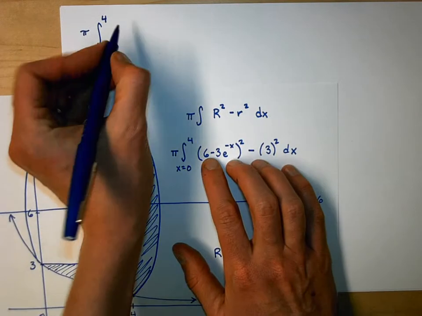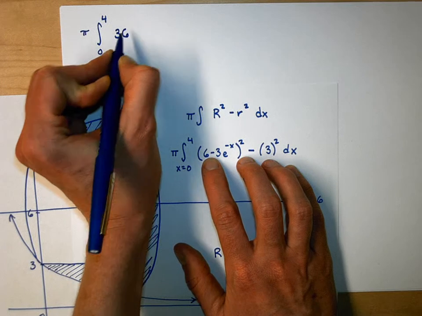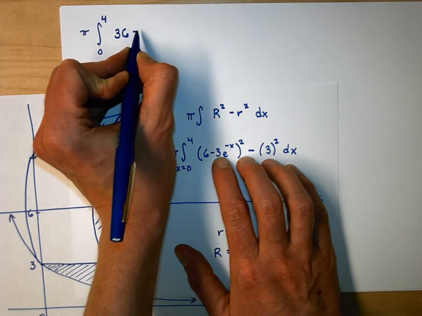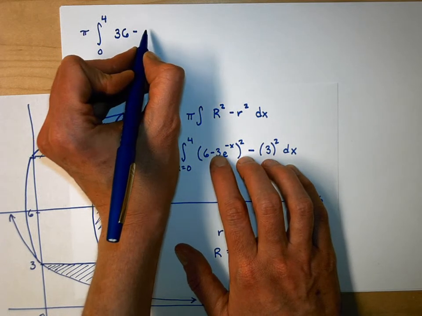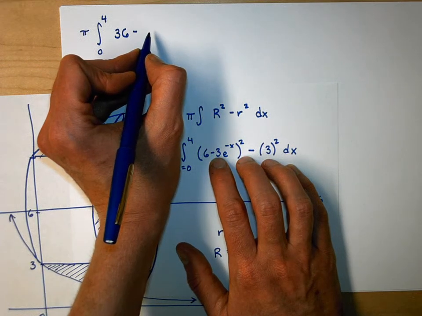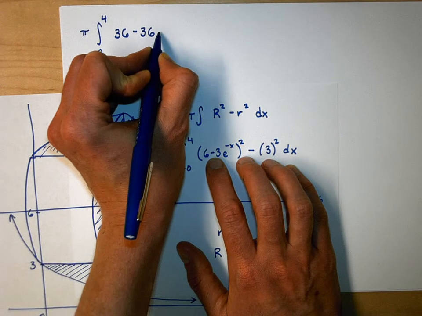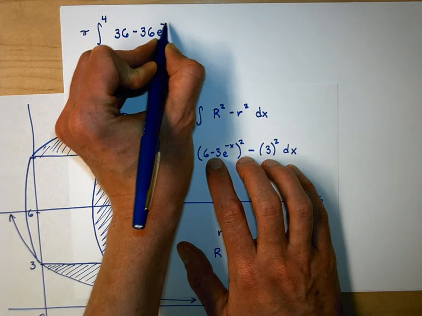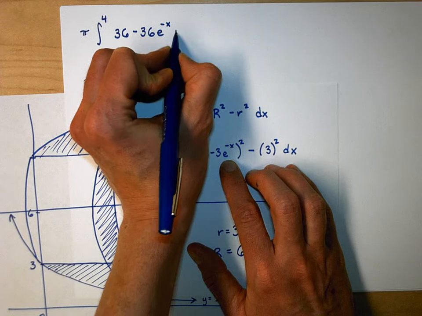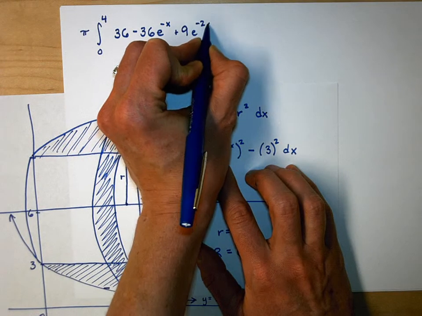I'm going to multiply out, so this is our function. I'm going to multiply that out. Don't forget the middle terms, that this is 36 minus 2 times 6 times 3. 6 times 3 is 18, times 2 is 36, e to the negative x, plus 3 times 3 is 9, e to the negative 2x.